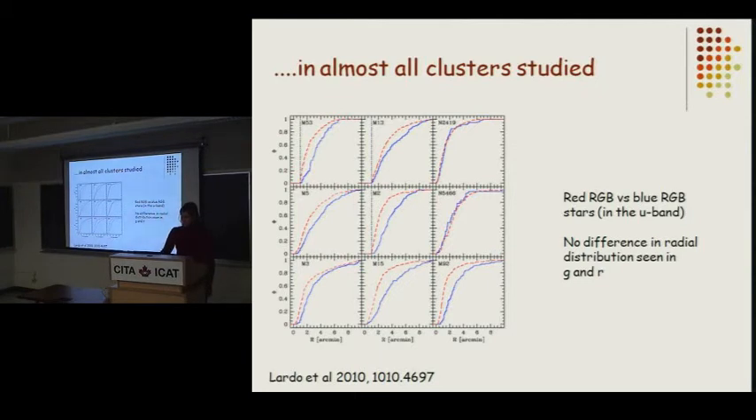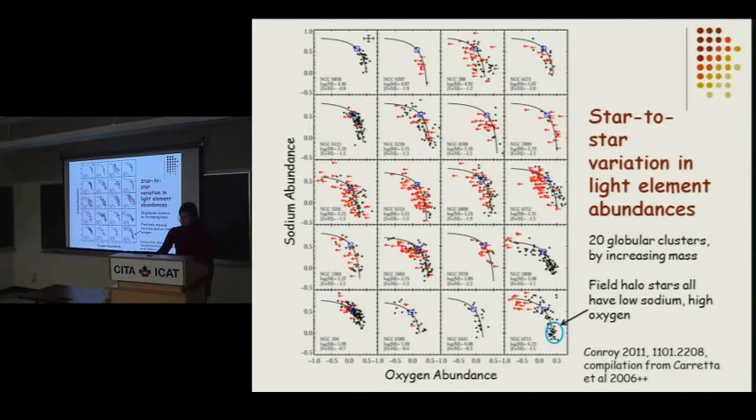So what have we got? So far we've got differences in spatial position, differences in color-magnitude diagram position. This is a plot of sodium abundance versus oxygen abundance for a whole bunch of globular clusters. This particular plot is a compilation from Carretta et al. from 2006 onwards. Carretta is one of the people who has been looking at detailed abundances of globular clusters since, I'm sure, probably the 70s.